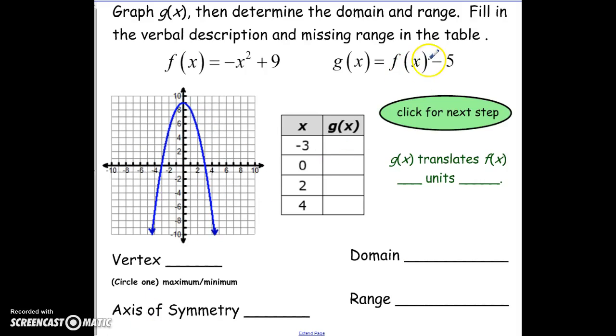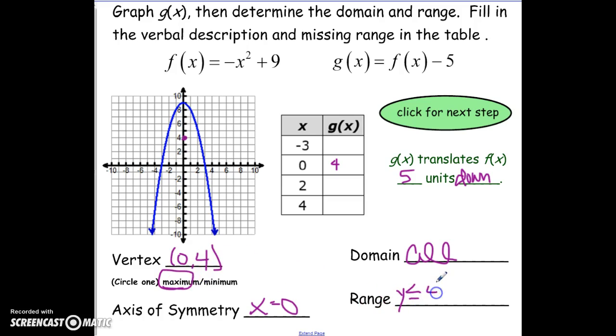The transformation we're doing is -5. So my old vertex was at 9, so I'm going to translate it down 5 units, and my new vertex will be at 0, 4. I went 5 units down. Domain is all. Vertex is at 0, 4. It's a maximum. The axis of symmetry is x equals 0. My range, since this is my new vertex, is y is less than or equal to 4.